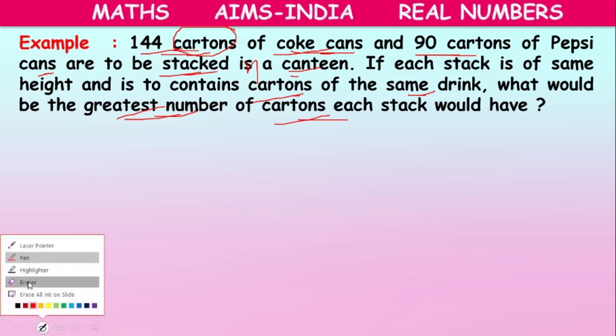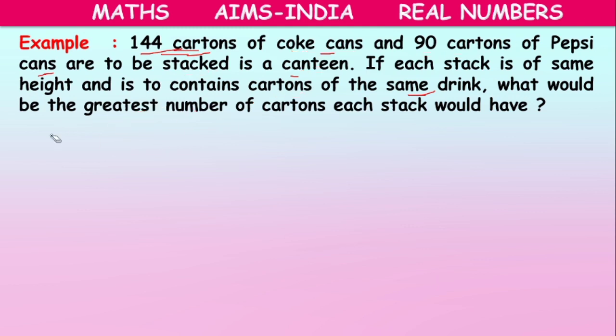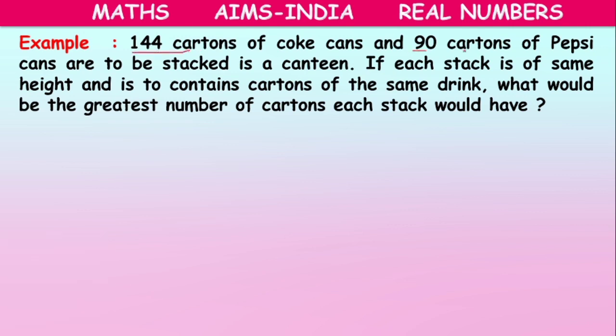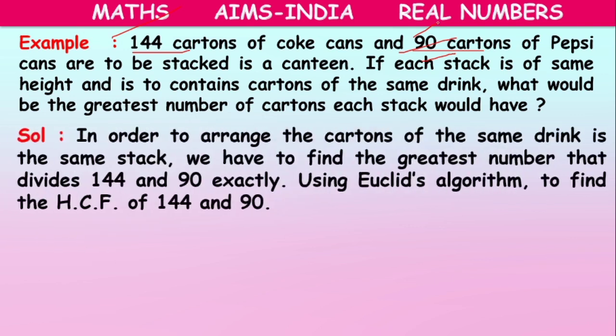So here we have two different numbers, 144 and 90. To arrange them equally, what do we have to find? We have to find the greatest common divisor of these two numbers, so that we can arrange according to that number. By what? By Euclid division lemma or Euclid division algorithm. So we have to find the greatest number which divides exactly, meaning we have to find the HCF of two numbers exactly.